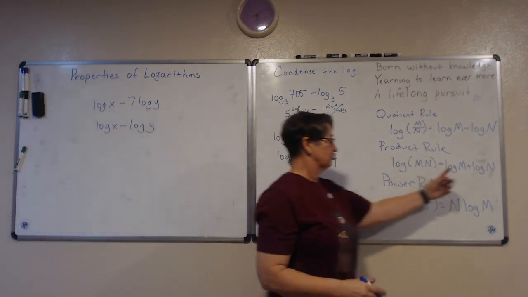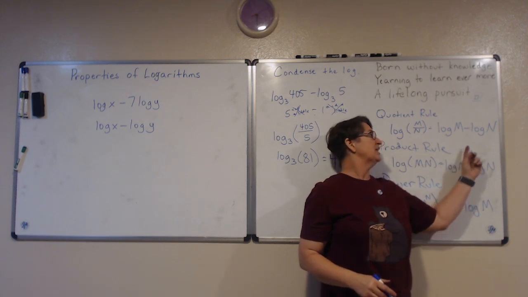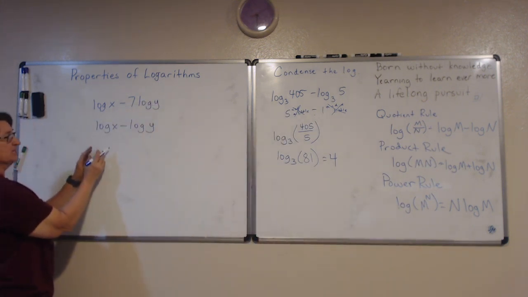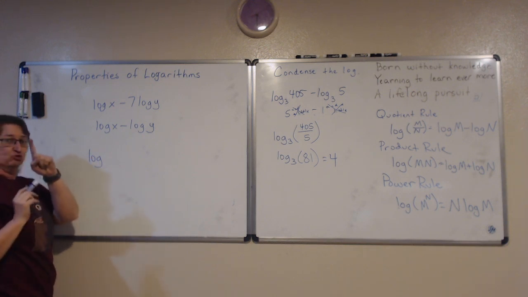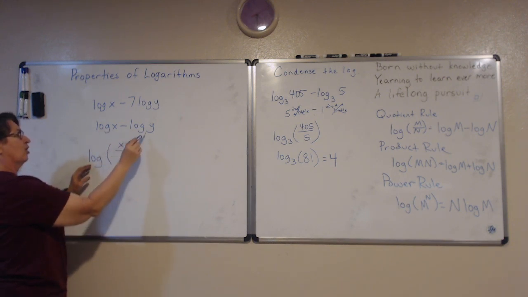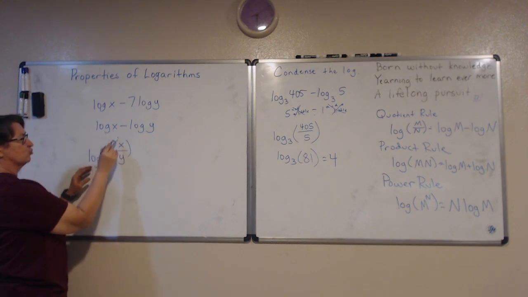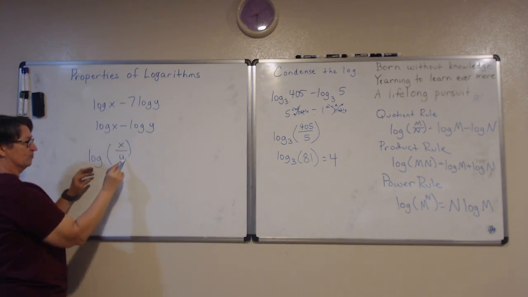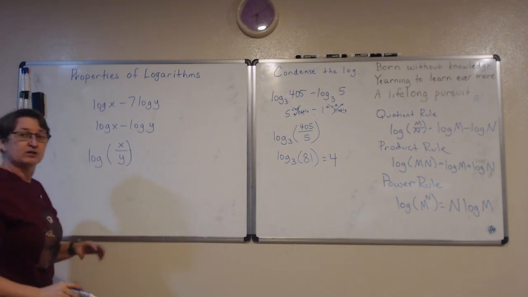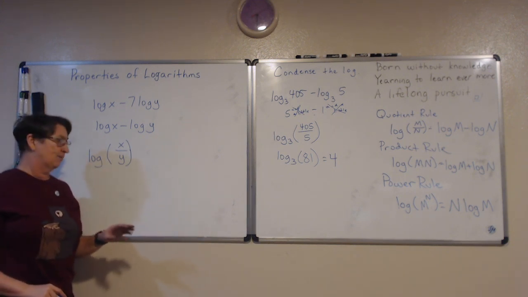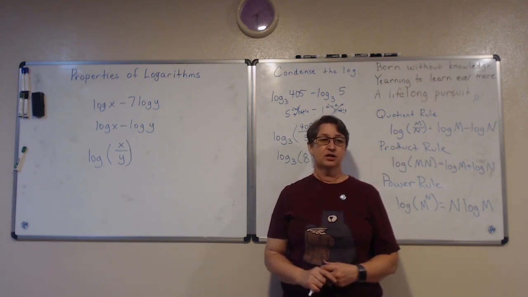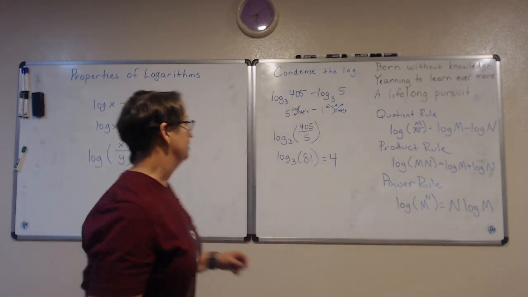I don't have a product. There's no addition happening. But there is a subtraction, so I can use my quotient rule. So my whole goal when I'm condensing is just to write log one time, just once. And then I do log of the numerator over the denominator. So the first one becomes my numerator and the second one becomes my denominator. Anytime it has a minus in front, you know it's going to go in the denominator because that exponent is a denominator.